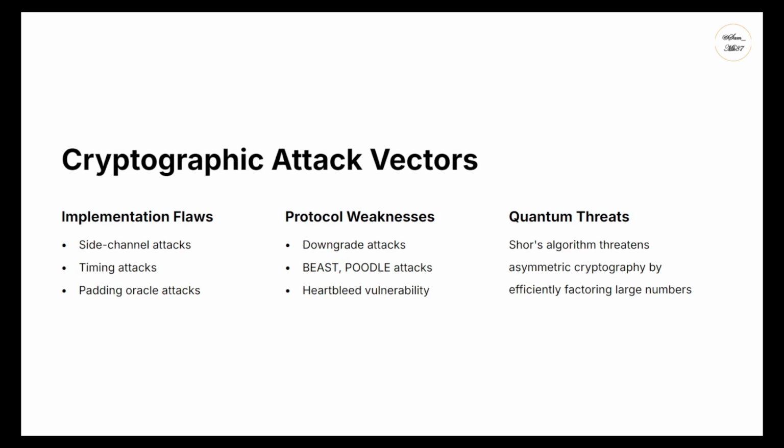We have protocol weaknesses, which is another major concern. Attacks like BEAST and POODLE exploited older versions of TLS and SSL, forcing secure connections to downgrade to a less secure protocol that could be more easily broken. And then there are side-channel attacks, which don't break encryption directly, but instead gather clues from system behavior. And finally, we have the looming quantum threat. Algorithms like Shor's algorithm could one day break widely used asymmetric encryption like RSA or ECC by factoring large numbers efficiently. While quantum computing is not practical yet, preparing for this future is already a priority in cryptographic research.